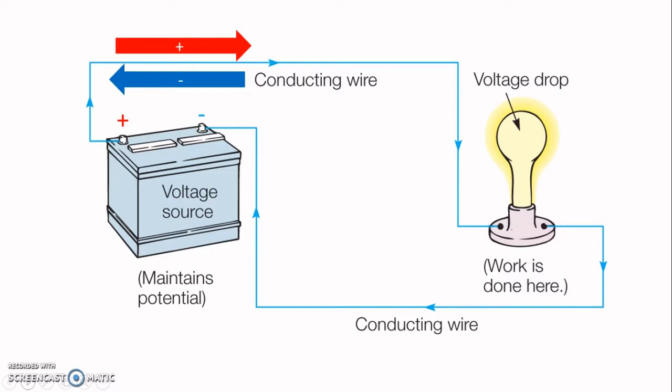Well, just as we did with electric fields, remember the electric field direction would be the direction a positive test charge moves in that field. We're going to do the same thing here and talk about the direction a positive charge moves in an electric current. So convention says we draw the current going from the positive terminal towards the negative terminal.